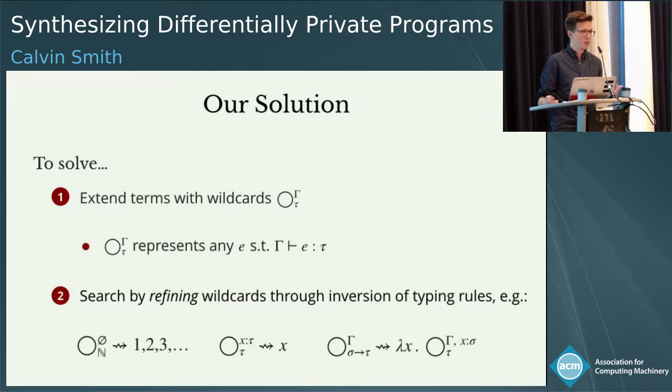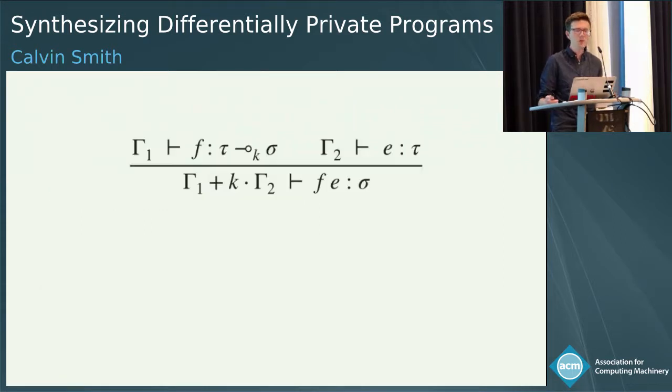Okay, well, to invert typing rules, we should probably take a look at one of DFuzz's typing rules. This is the typing rule for function application. It looks pretty similar to any other function application you might have seen, except for some slight technicalities in how we're going to be combining the typing contexts. Right. So if we have an f that maps taus to sigmas and we have an e of type tau, certainly we can apply f to e and get something of type sigma.